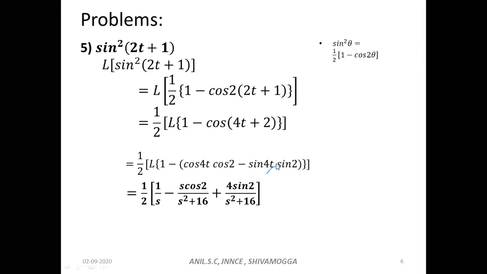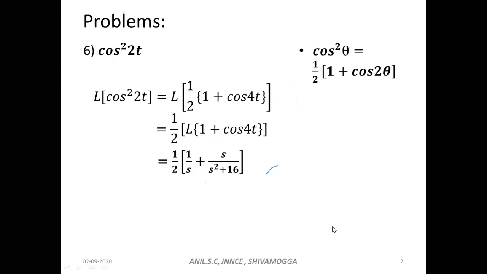Clearly, this takes the cos(A plus B) form. Cos of 4t plus 2 is cos(A plus B), and its expansion is cos A cos B minus sin A sin B, where A is 4t and B is 2.